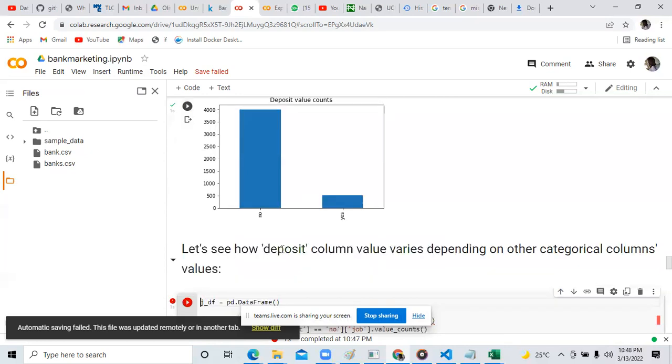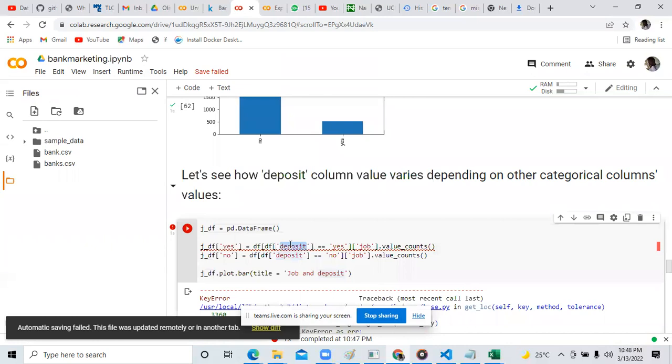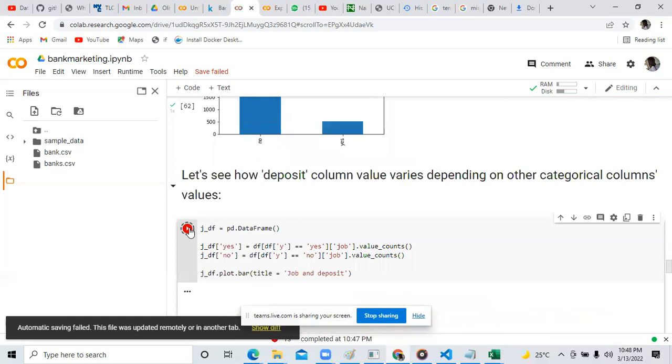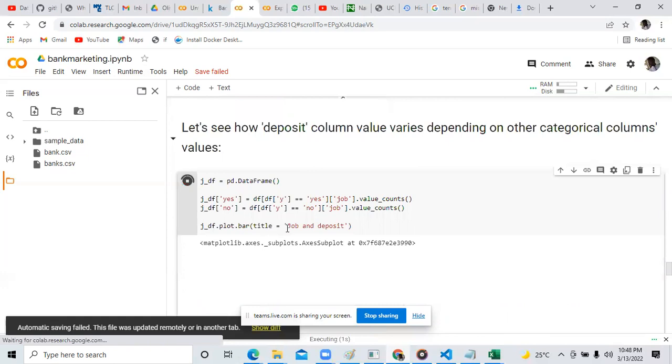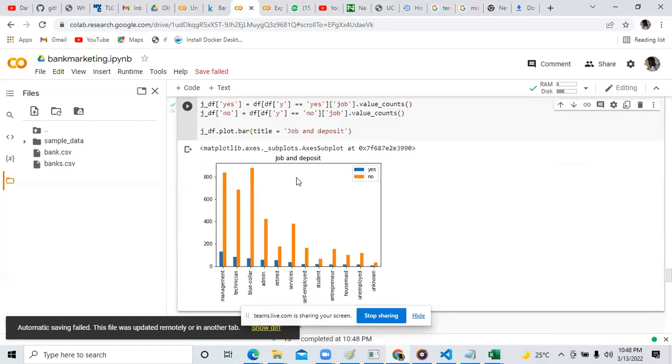So I'll need to change all of this from deposit to Y. Okay, let me do that instead of doing a name change. Instead of doing a name change, let me just change this now. So let's see, how does job affect deposits, right? So this is a bar plot to show you how job affects deposits.